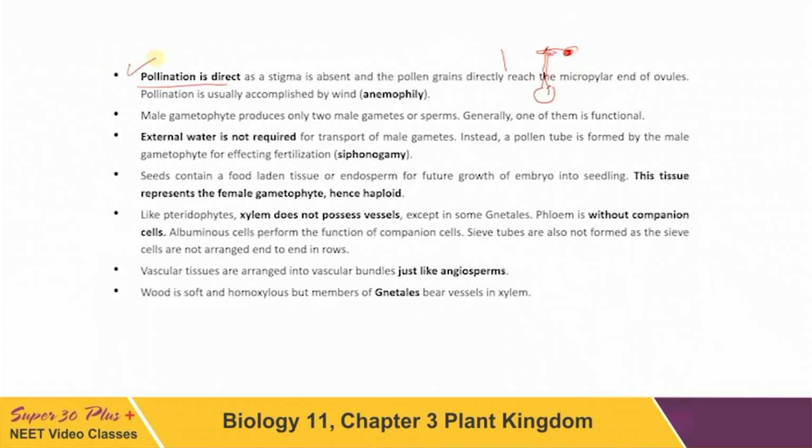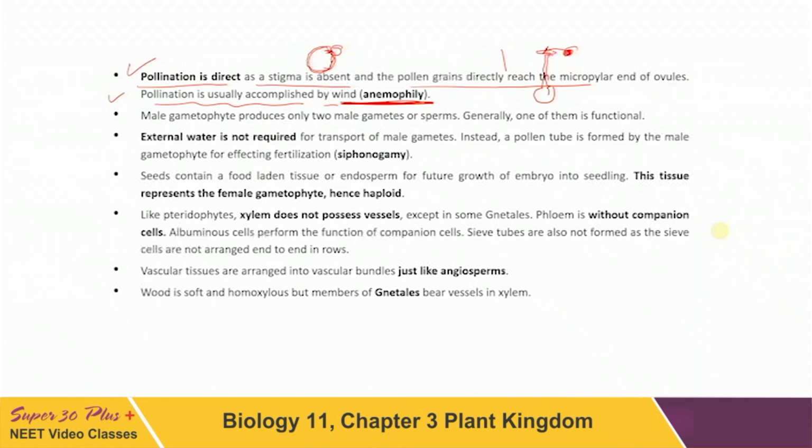An important point here is, in the case of gymnosperms, this is the ovule, and this is the mouth of the ovule, or the micropyle. The pollen will come directly onto this micropyle. The pollination is direct because the stigma is absent here. The pollen grain directly reaches the micropylar end of the ovule. Pollination is usually accomplished by anemophily, because other modes of pollination are absent in gymnosperms. This is one of the reasons that, compared to angiosperms, gymnosperms are not a successful group.